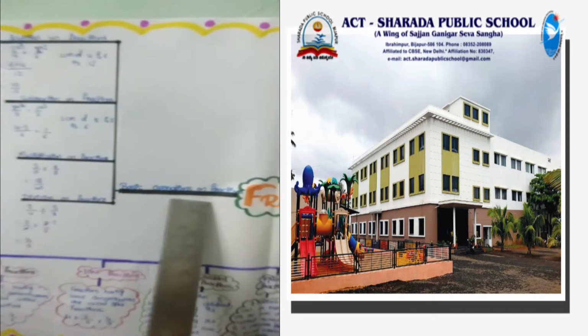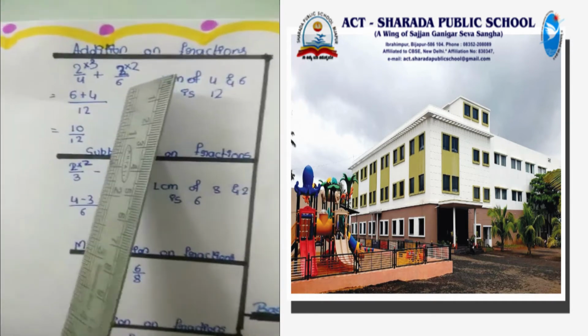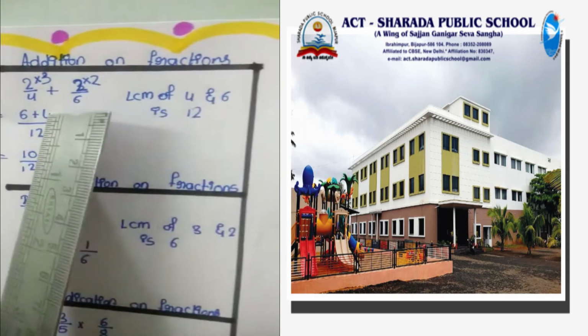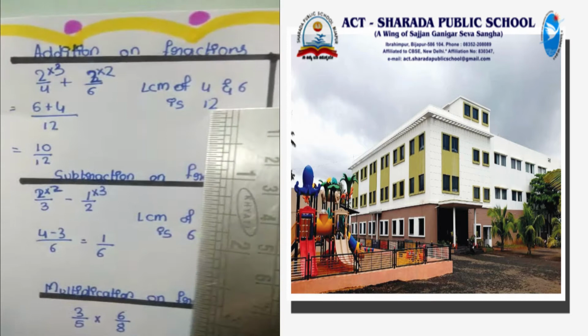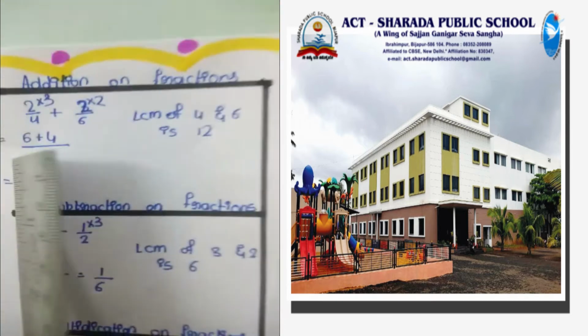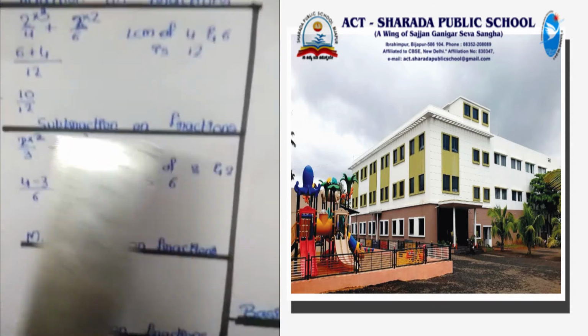Basic operations on fractions. Addition of fractions. 2 by 4 plus 2 by 6. These are unlike fractions, so we should take the LCM, and the LCM is 12. 2 into 3 and 2 into 2. 6 plus 4 by 12, and the answer is 10 by 12.